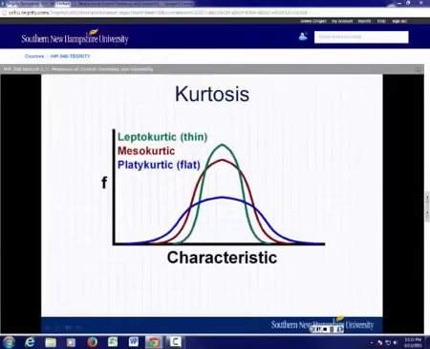So in that case, scores are really clustered closely around the middle.